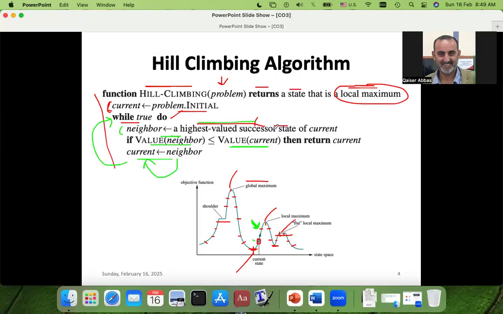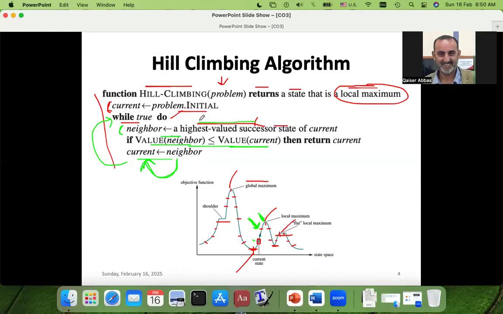Take the highest value successor state again. Now at the next point, you will take this value, which is at the peak, put it in the neighbor, and then compare these values: value of the neighbor less than or equal to value of the current. Now this previous point is current, and this is the neighbor, and the value of the neighbor is higher. So again this condition is false, and we will come here and put the value of the neighbor into this current, and we will move on here.